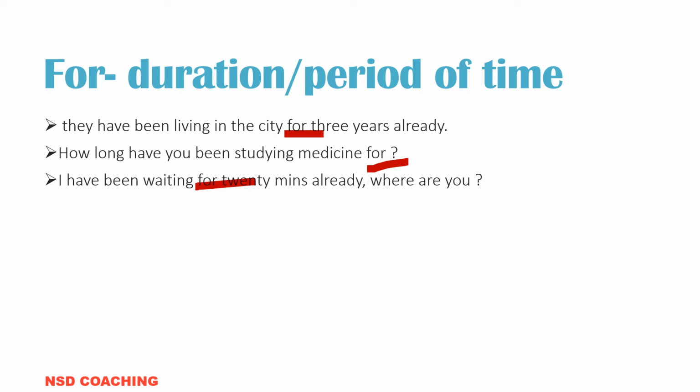That is the duration. For example, I've already given you the examples here. Got it? I think it is clear. Now look at all these examples. They are present perfect tense, and for is often used when talking about time. They are present perfect tenses.